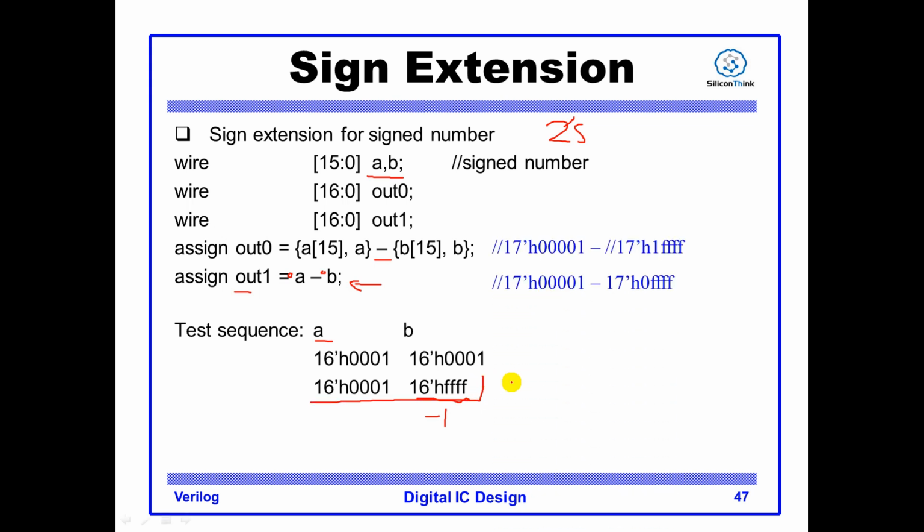For the second test case, after extension, this is the value of A and B after sign extension, and this is the value after zero extension. So you can try it. You can take out a pen and paper and do the sub operation by hand, or you can write the code and simulate it.